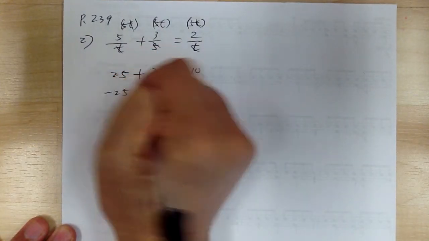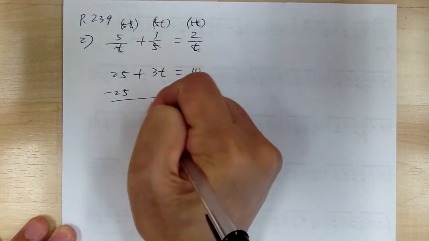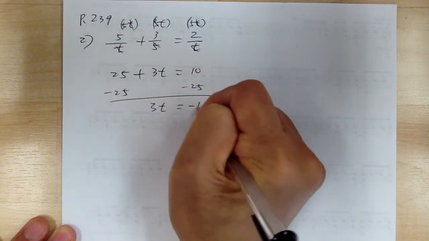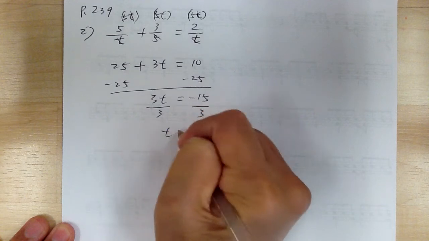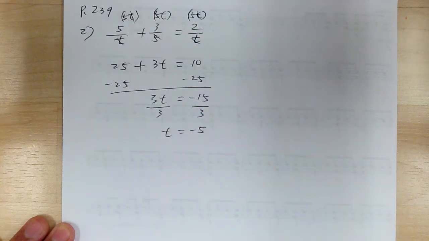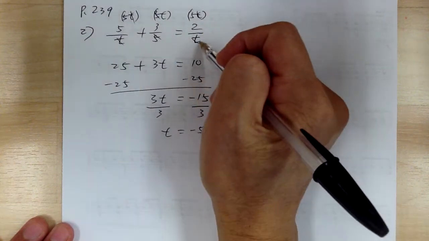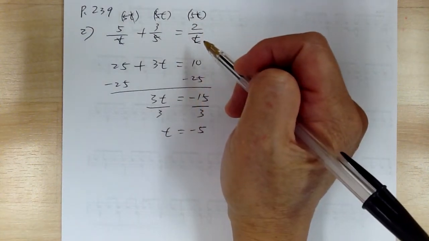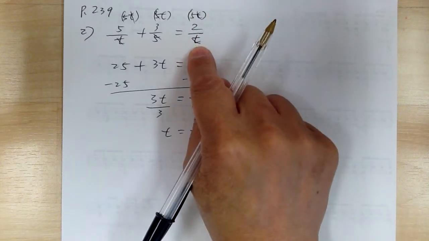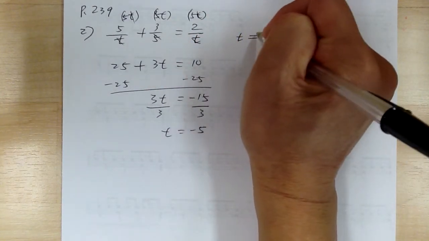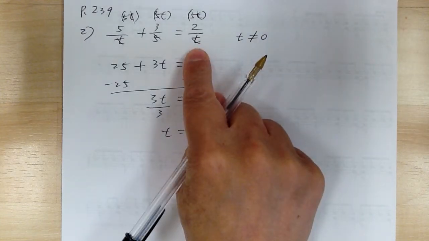So minus 25, minus 25, so you get 3t equal to negative 15, divided by 3, divided by 3, so t equal to negative 5. Okay, now once you solve, then you have to check. Because when you have a variable in the denominator, there will be a restriction, because you cannot have 0 in the denominator. So in this case, the restriction is that t cannot equal 0. So you have to check.